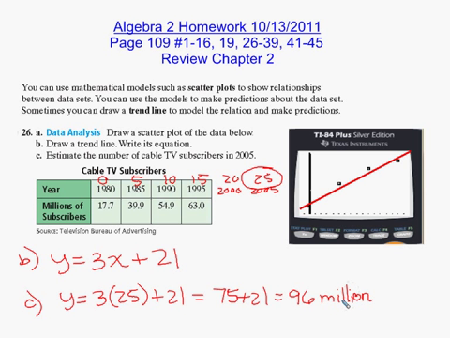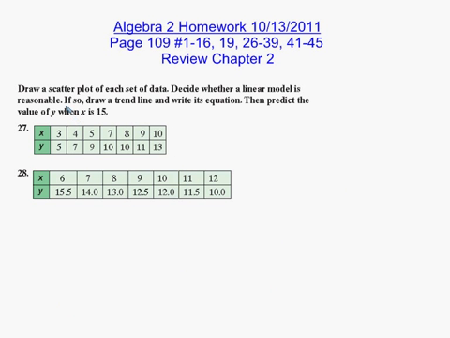Okay. Now, if you were to extend this graph, if you were to make your own scatter plot and extend it, you would see that it does in fact go out. If you go out to 25, which is 2005, it does go up to 96 million, and that's a pretty reasonable estimate. I mean, if you look at how much this is going up each time, 96 is pretty reasonable. I mean, if it was like 96 billion, no, that's not right. Okay. Let's go on to the next problems.